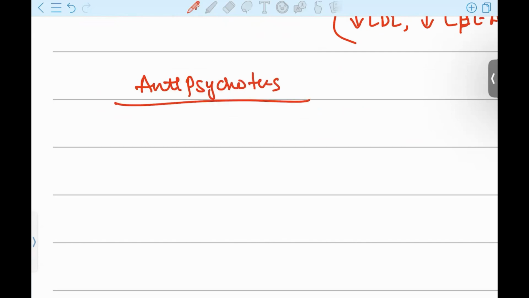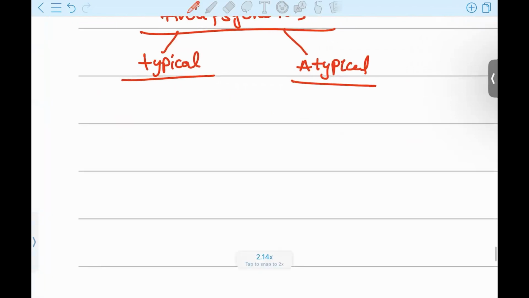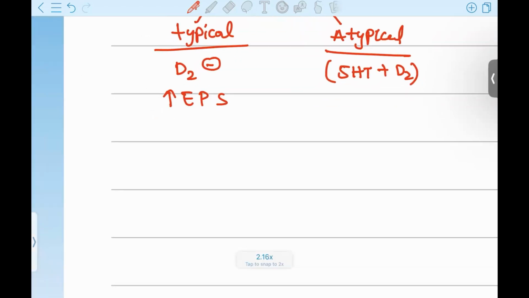Okay, antipsychotics are divided into the typical and another one is the atypical. So when I say typical antipsychotics, this is only going to block the dopamine. Okay, D2 will be blocked here. And in the atypical drugs, now this will also block your 5-HT. What is this? Serotonin, and also it will block the D2. Okay, so both will be decreased by the atypical. So when I block the D2, there is a high chance of the extrapyramidal symptoms. Okay, these side effects are more prone to typical antipsychotics.